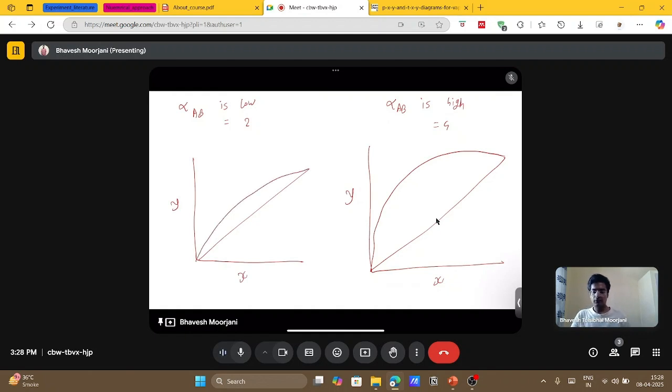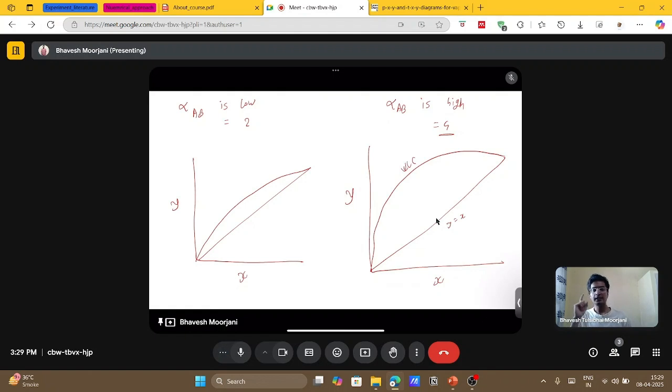Since alpha is lower in the first case, the thickness of the YX curve, separating the VLE line and the Y equal to X line, will be small. While for the second case, where relative volatility is more, we have a bigger difference between the Y equal to X line and the VLE line.